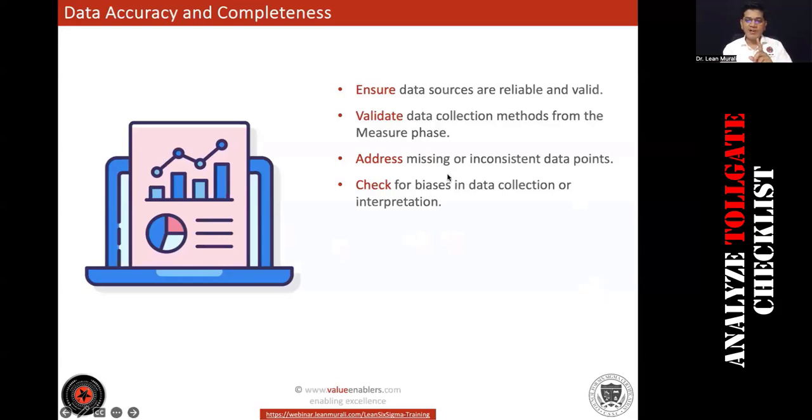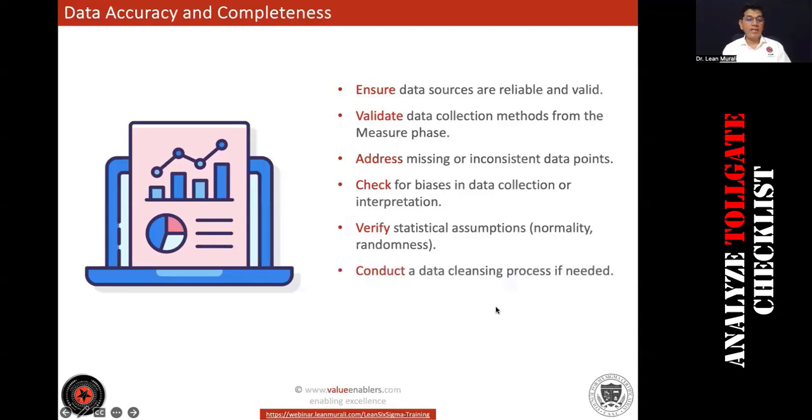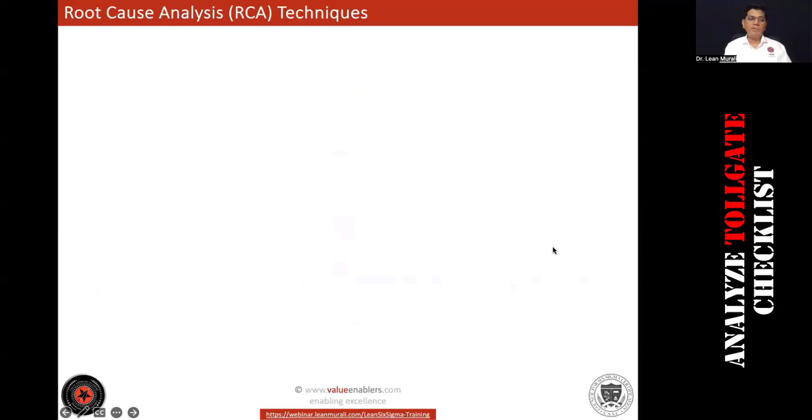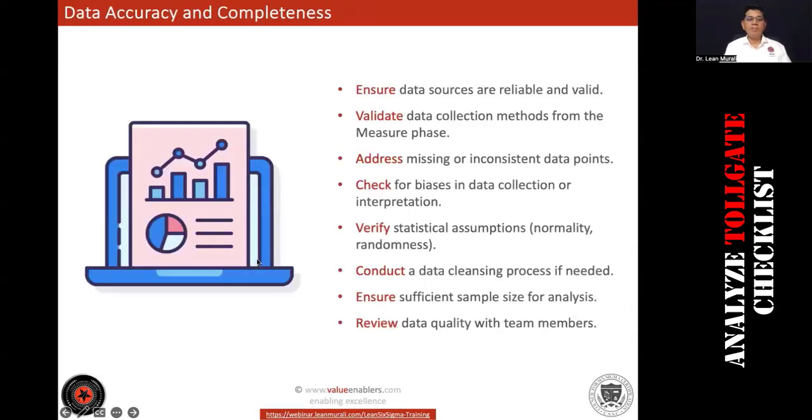Biased data collection not allowed, and statistical assumptions, normality, randomness. We have seen in statistical analysis if data is normal or random. Conduct a data cleansing process if required, because it has to be clean data, and ensure sufficient sample size. We've also talked about sample size and different types of sample size, and review data quality with the team members. Now, if data accuracy and completeness was clear, type super clear SC in the chat box.